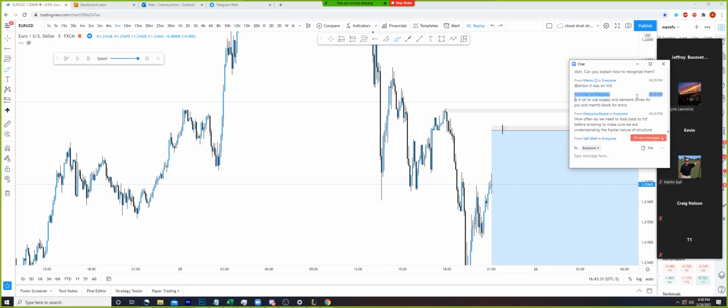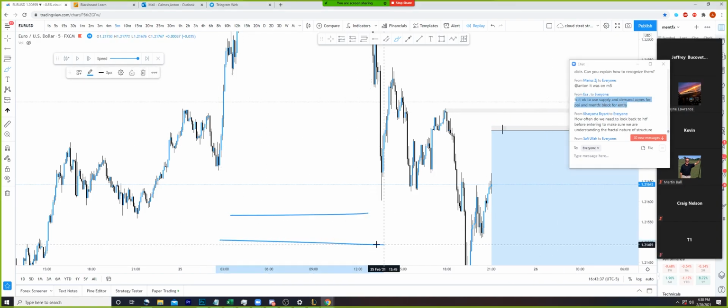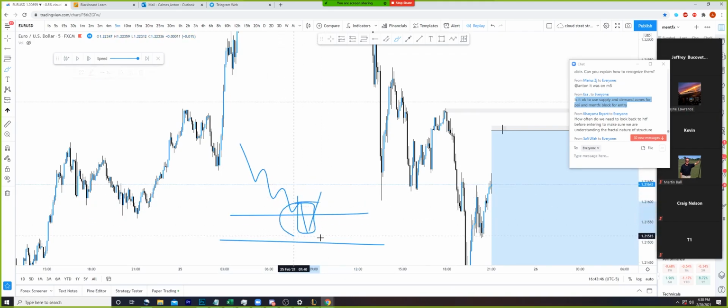Is it okay to use supply and demand zones for POI and MentFX block for entry? Yeah, it's the exact same thing. If you have a supply or demand zone, so here's your POI, and price comes in there, it's going to do the same thing. It's going to form moves along the way, and if those moves get traded through, that's going to be a MentFX block or just a larger demand zone.